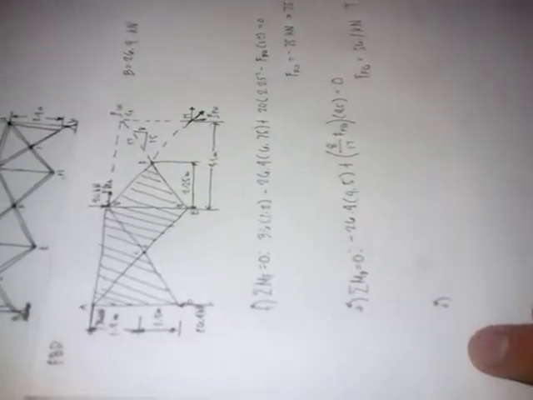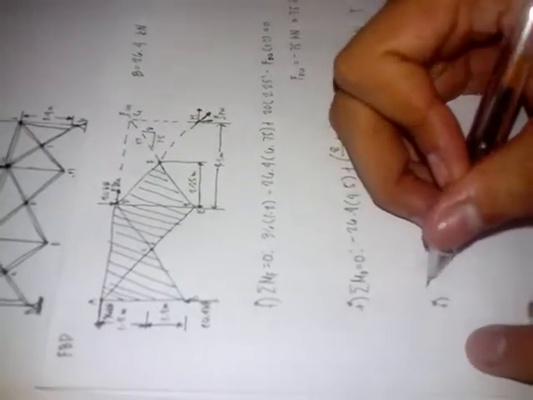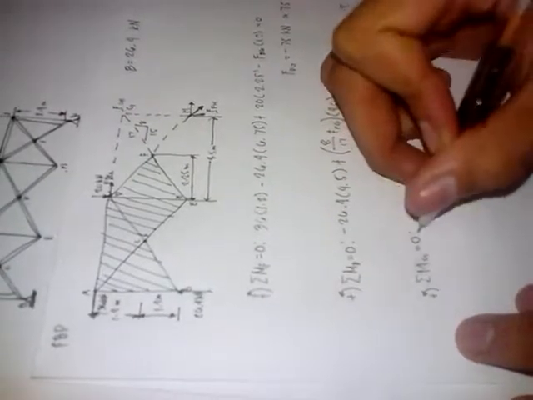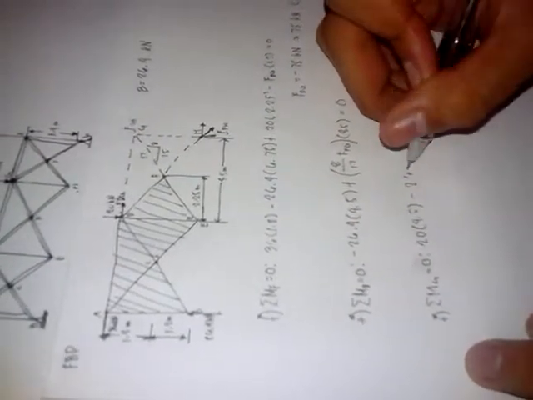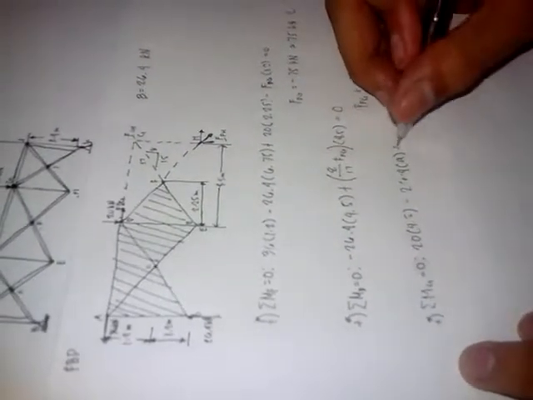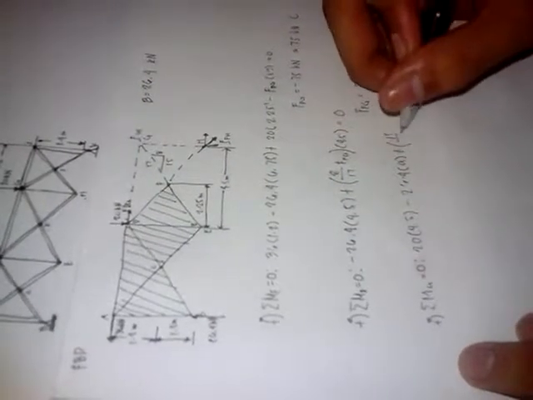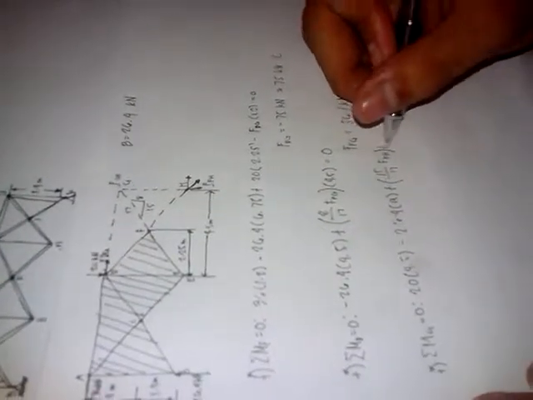And lastly, we are going to find FH. So we're going to do a summation again in the moment of G. So the answer of this last part, or the force of FH, is 69.7 kilonewton, and it is also in tension just like FG.